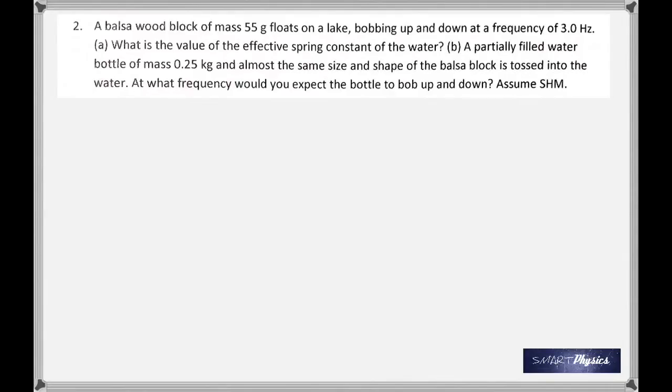In the second question, a balsa wood block, mass 55 grams, floats on a lake, bobbing up and down at a frequency of 3 Hertz. What is the value of the effective spring constant? Although this is not an actual spring, it behaves like a spring and therefore it has a spring constant. The mass is given and the frequency is given, as in the last question.